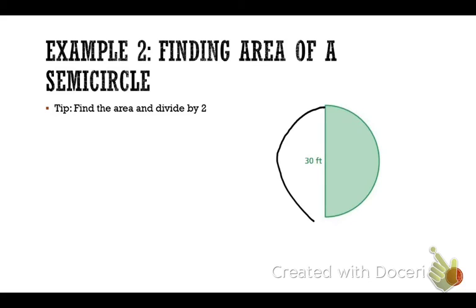Okay, a semicircle is half of a circle. So it makes sense to find the area as if it was a whole circle. Then you will simply divide by 2 at the end to find the area of a semicircle, half of the circle. Okay?